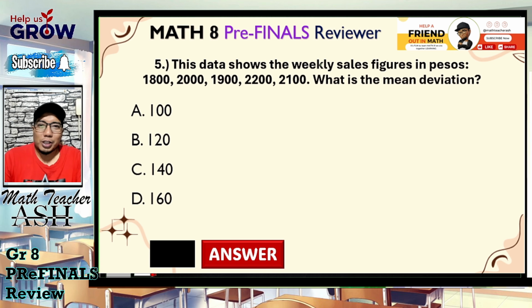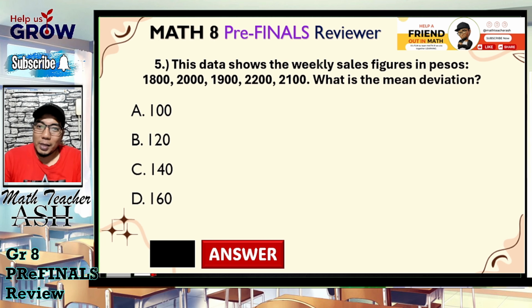Alright, my dear math learners, if you have listened to our discussion earlier in question number 2, this is the same thing that we need to do. In getting the mean deviation, first we get the mean. So we add all the 5 given values and then divide it by 5. So if we add 1,800, 2,000, 1,900, 2,200 and then 2,100, we will get 10,000. 10,000 divided by 5, that would be 2,000. Alright, so our mean is 2,000.